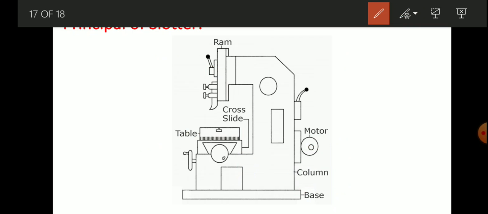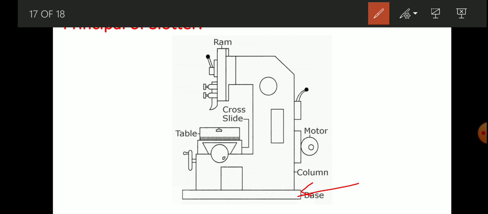Coming to the base, a base is a rigid cast iron. It is built to take up all the cutting forces and the entire load of the machine. The top portion of the bed is accurately machined for guideways.